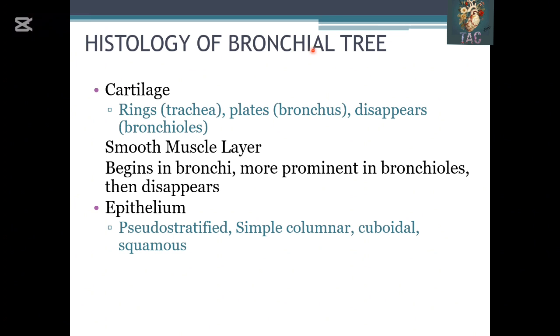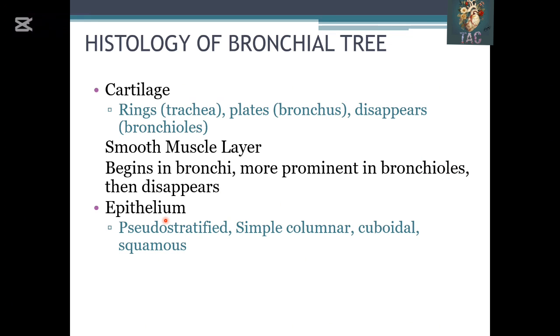So first of all, we will do the bronchial tree. Here the cartilages in the trachea are C-shaped. In the bronchus, they are present in the form of plates, and at the level of the bronchioles they usually disappear. So these are important MCQs, must memorize. Then a very important thing: at the level of the bronchi, the smooth muscles appear, and they begin in bronchi and become more prominent in bronchiole, and after that they disappear.